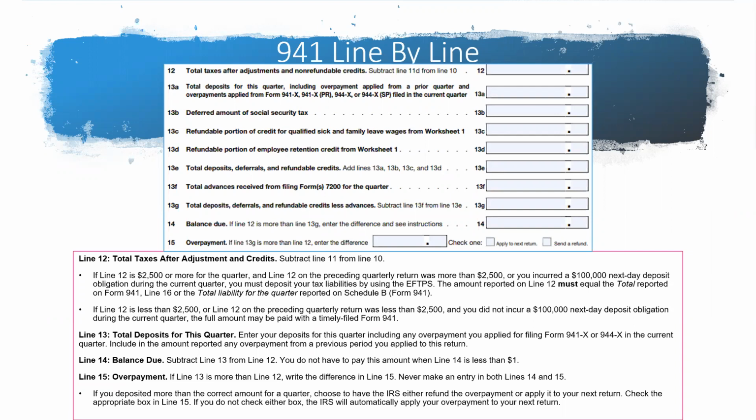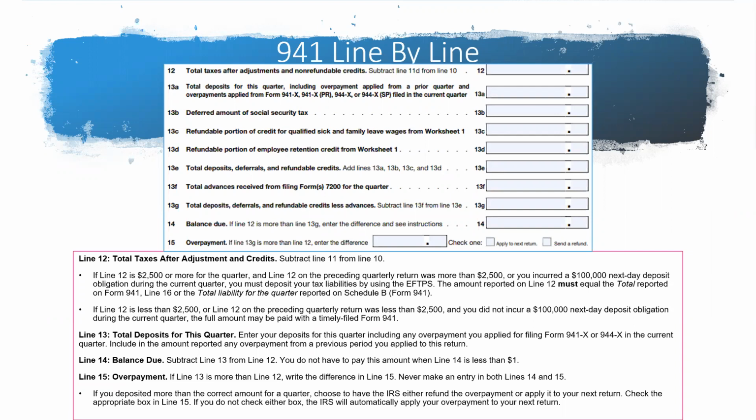Line 14, if line 12 is more than 13G, enter the difference. And on line 15, if you have an overpayment, then you're going to go ahead and put that on line 15. And then you have two options. One, we can apply it to the next return, or two, we're going to send a refund.